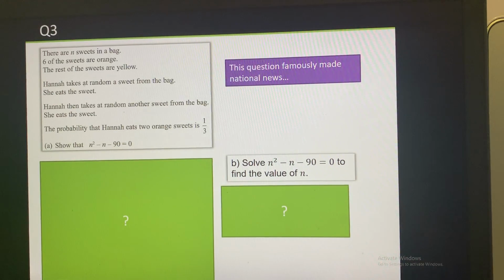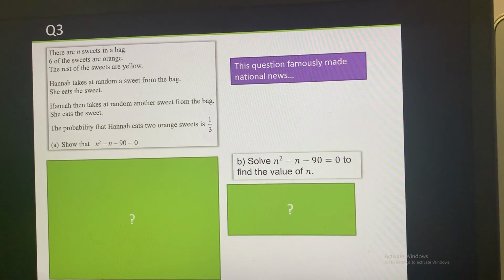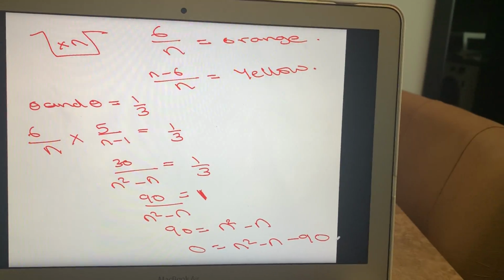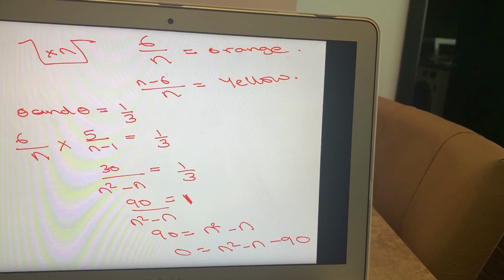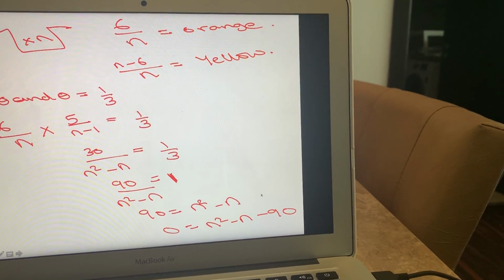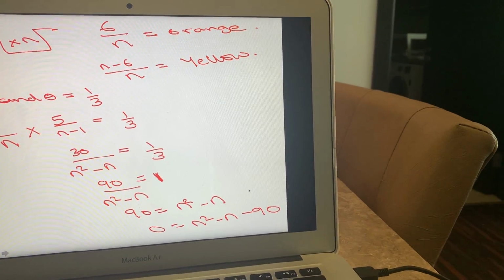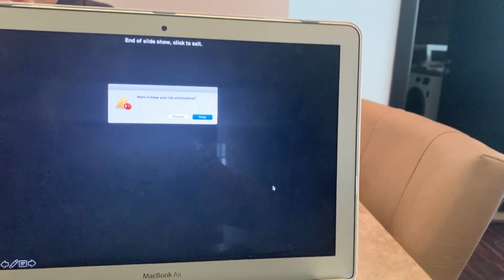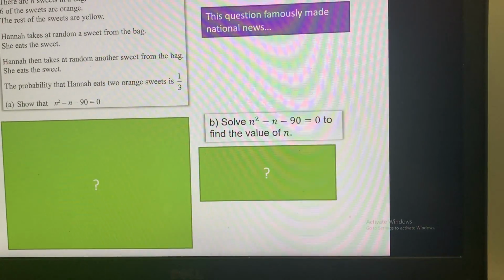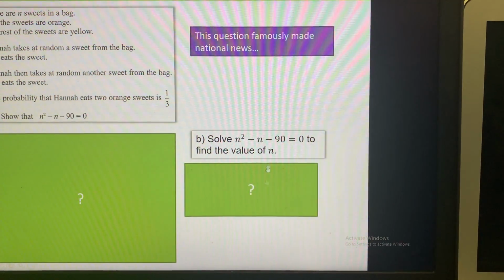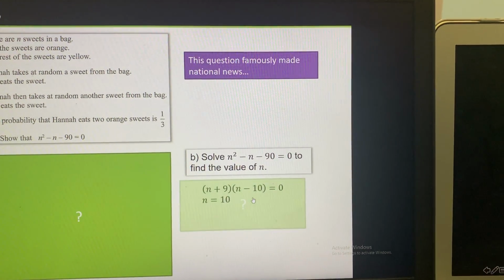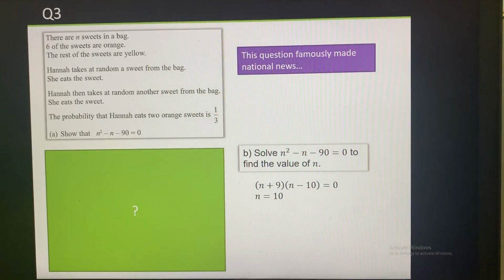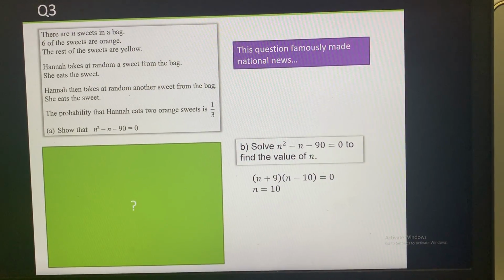Then it says solve n squared minus n minus 90 equals 0. So solving that, I'm pretty sure you can do it. You have to find factors of negative 90. So two numbers that multiply to make negative 90 and add to make negative 1. And that's your positive 9 and negative 10. You put it into your brackets.